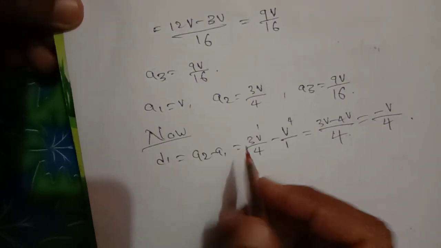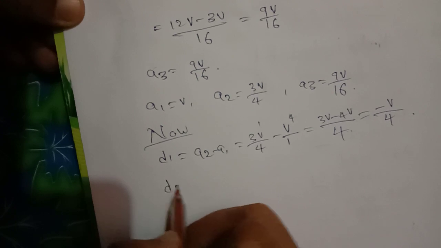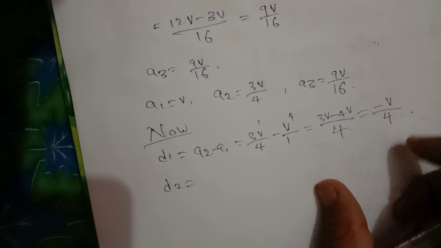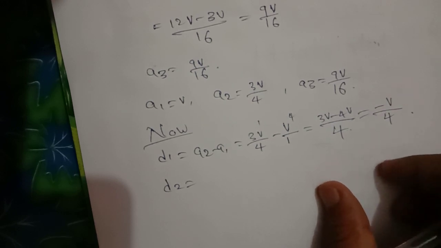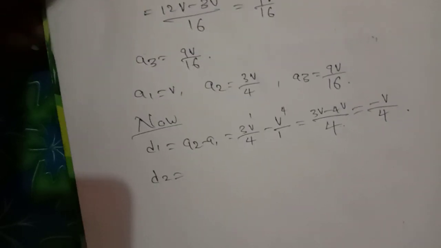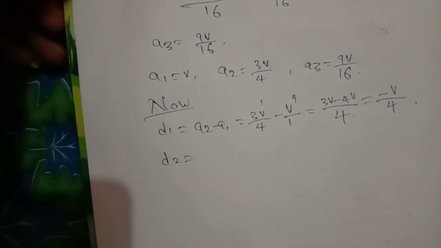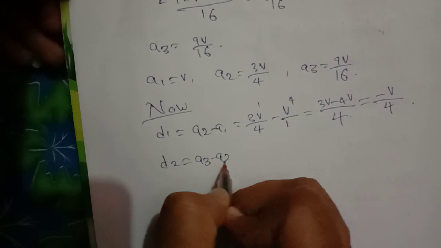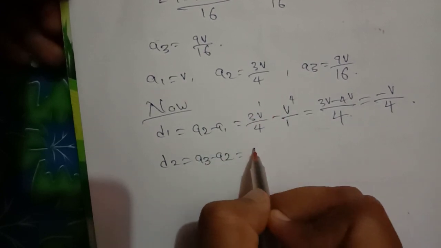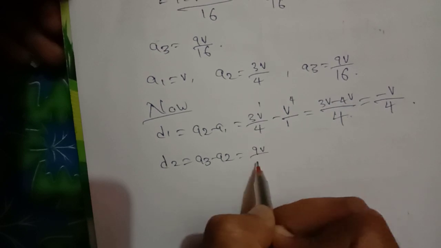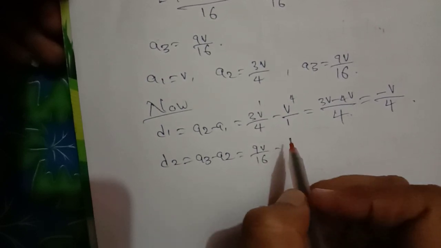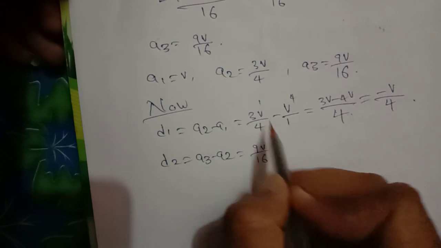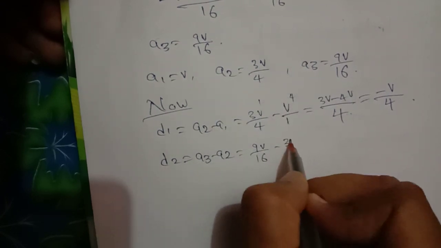Okay students, now let us see about the D2, then only we can compare. If we get any two numbers, the difference, they both are the same means we can say it is an arithmetic progression. Let us see D2. It is A3 minus A2. A3 already we have 9V by 16, minus A2. A2 how much? A2 is 3V by 4.